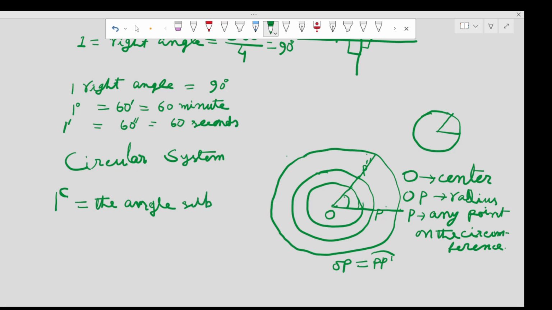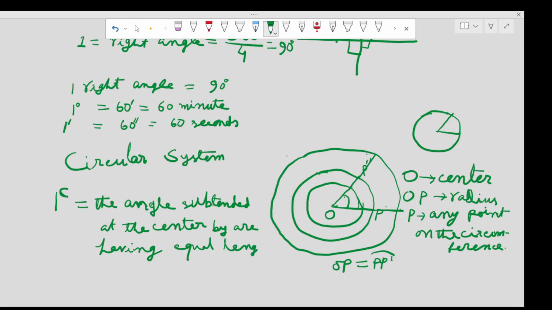The angle subtended at the center by an arc of that circle having equal length with this radius.